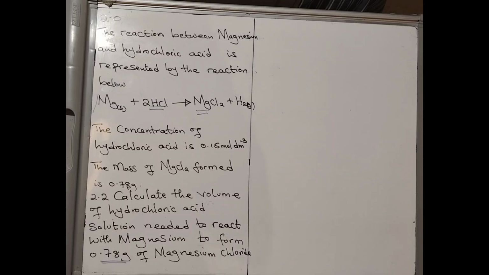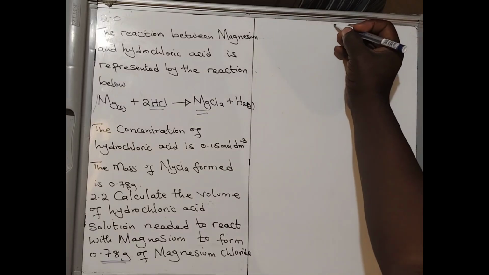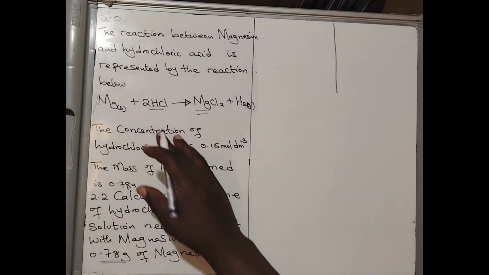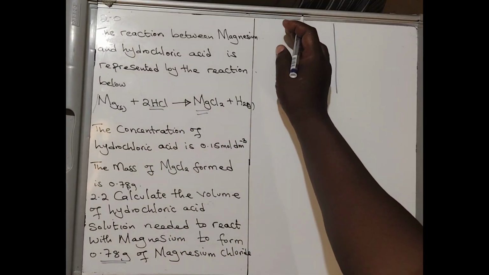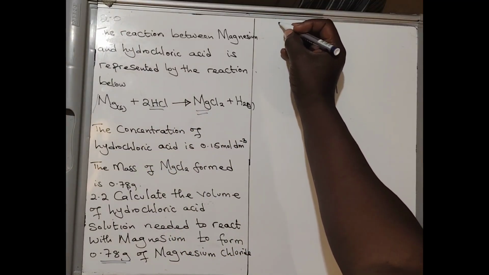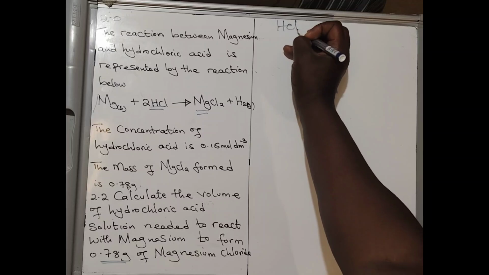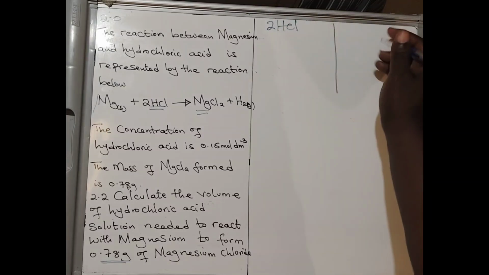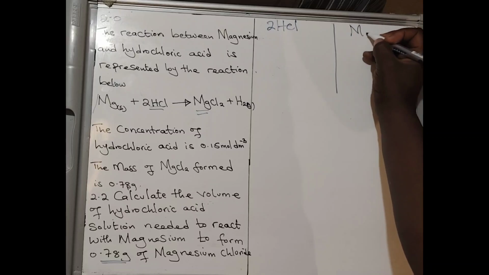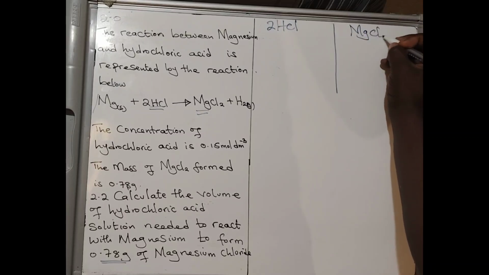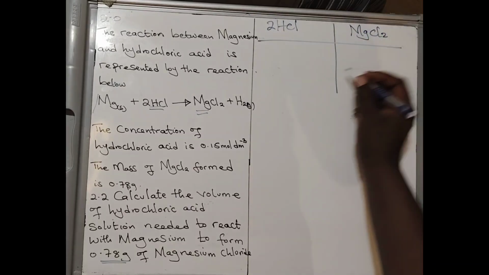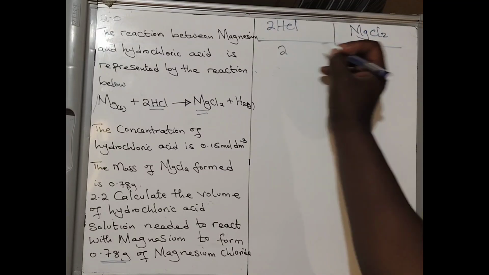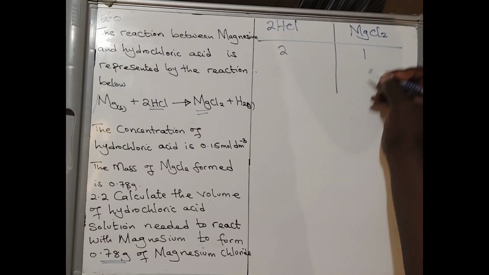So what do you do? You divide this section into two, like always. What do we have this side? You have hydrochloric acid. And this side is magnesium chloride. The purpose of this is to give us the ratios. So the ratio is 2 to 1.